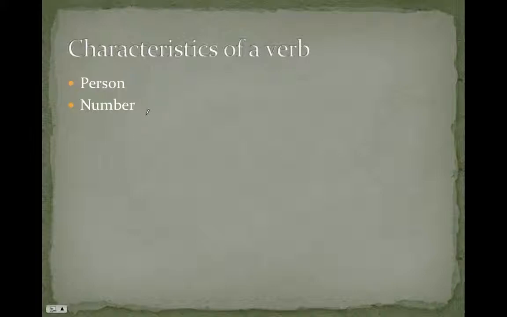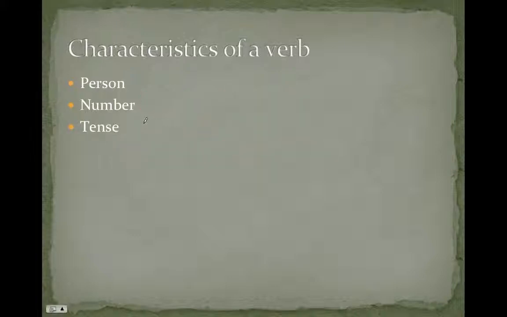Verbs also have number, and that again refers to the actor, the subject. So we can have singular first, second, or third person. So singular first person is I, plural we. Right. And in the third person, the singular is he, she, or it, and the plural they.